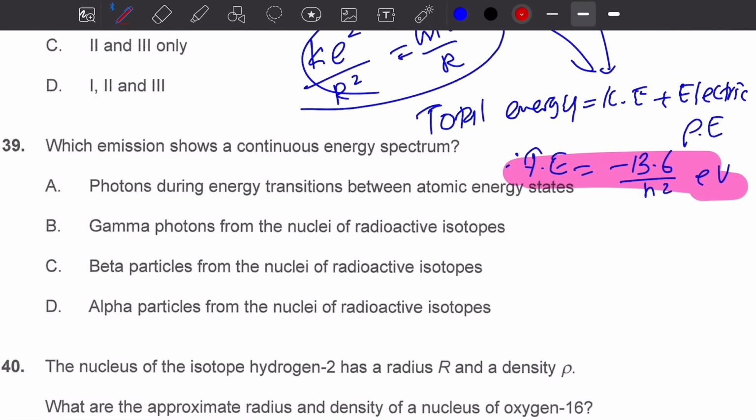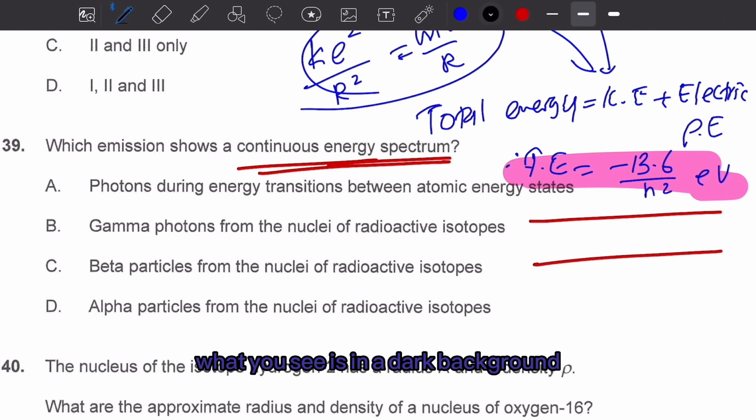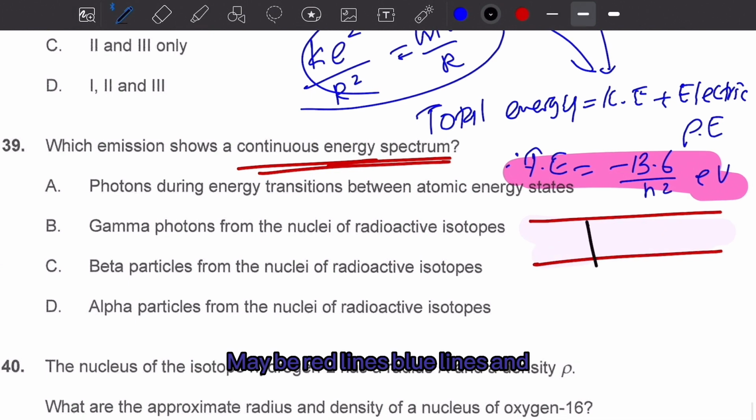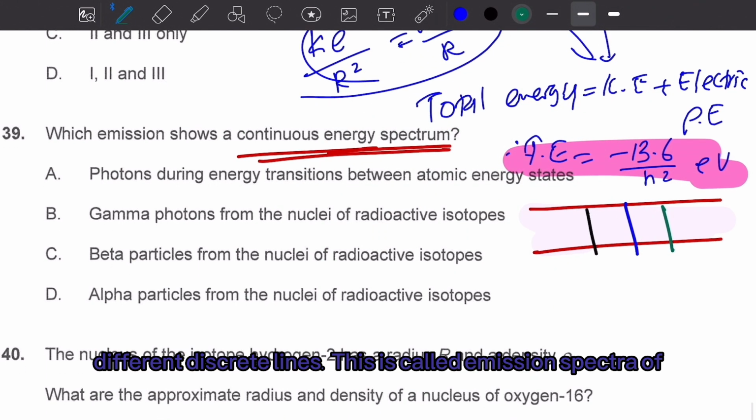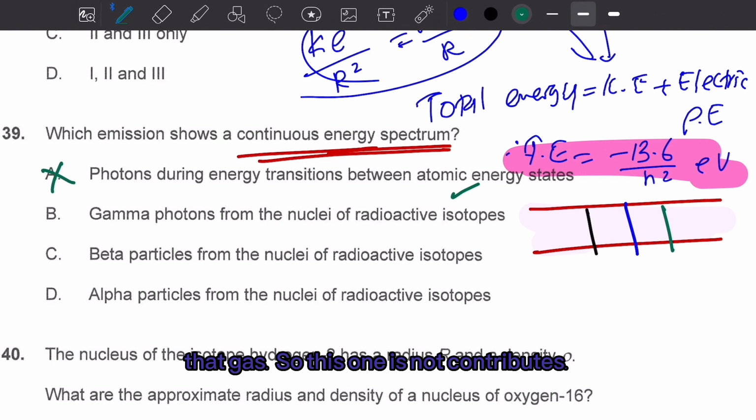Question number 39. Continuous spectrum. If you think about photons from atomic energy levels, what you see is, on a dark background, different colored lines, right? Maybe red lines, blue lines, and different discrete lines. This is called the emission spectrum of that gas. So this one is not continuous.